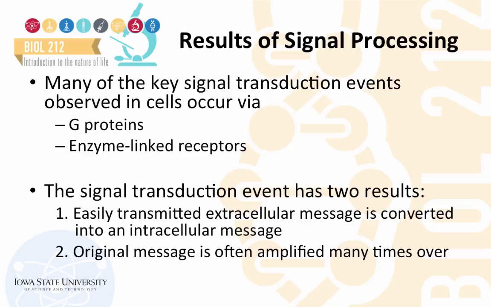Many of the key signal transduction events observed in cells occur via G proteins or enzyme-linked receptors. These events have 2 results. 1, it leads to the easy transmission of an extracellular message, which is converted into an intracellular message. And the original message is also often amplified many times over. So you need only a small amount of signal to trigger an amplified response to the signal.